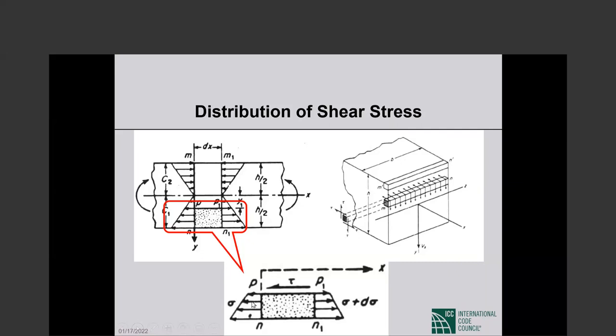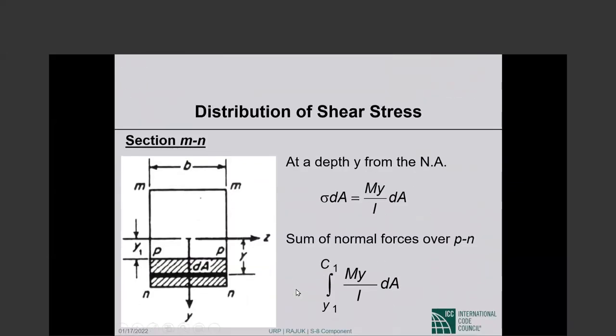The stresses due to bending are sigma on the left face. On the right face, where the moment is M plus dM, it is sigma plus d sigma. The stress has increased a little bit. And the horizontal stresses are kept in equilibrium by the horizontal shear stress acting on the top of the element. So that is our picture.